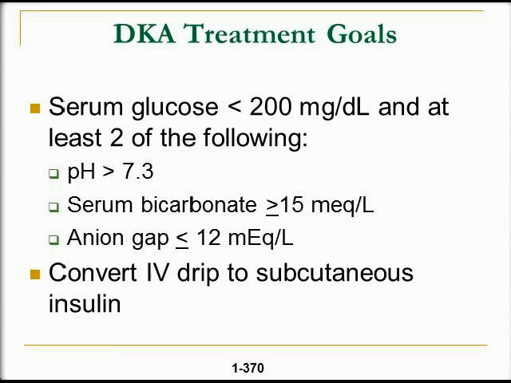Our treatment goals: you can consider the treatment a fairly good success if the sugars are at least less than 200, and at least two of the other following: the pH has risen up to at least 7.3, the bicarbonate is back up to closer to normal at 15, and you have a reduced anion gap. At that point, you can probably get them off the infusion of insulin and convert them to subcutaneous insulin.